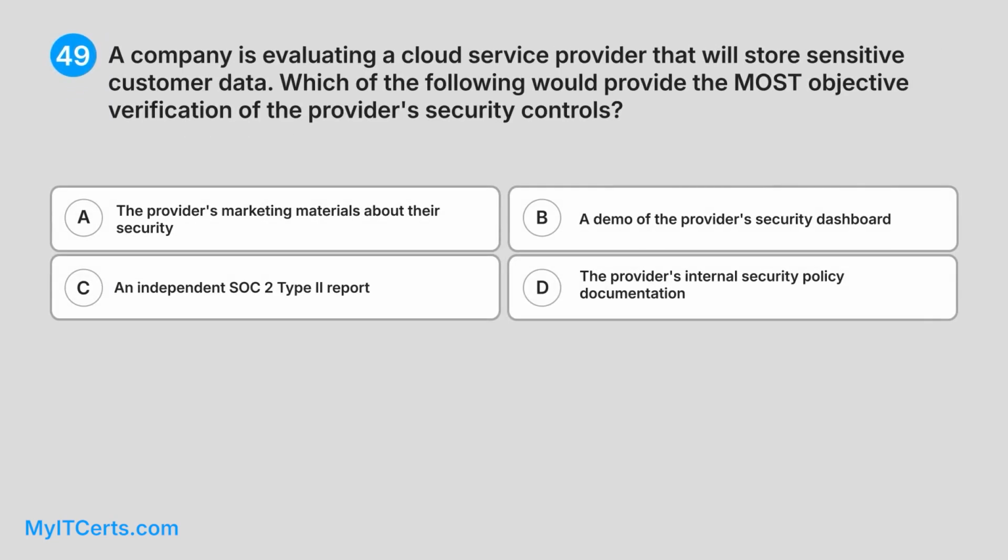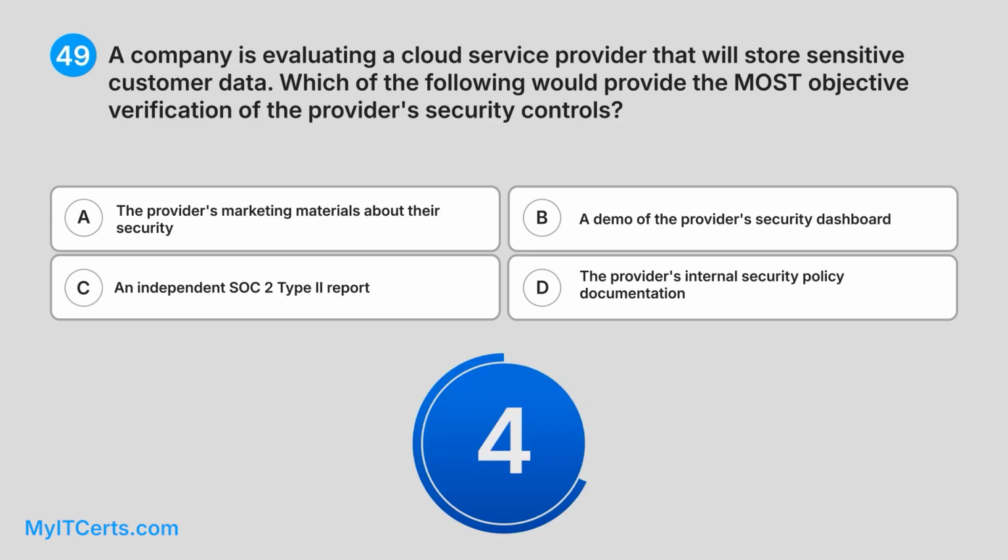49. A company is evaluating a cloud service provider that will store sensitive customer data. Which of the following would provide the most objective verification of the provider's security controls? A. The provider's marketing materials about their security. B. A demo of the provider's security dashboard. C. An independent SOC 2 Type 2 report. D. The provider's internal security policy documentation. What do you think is the answer?